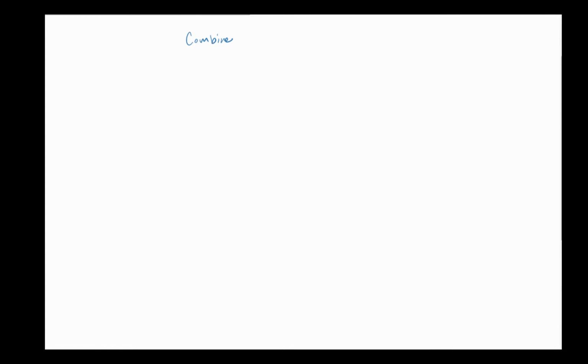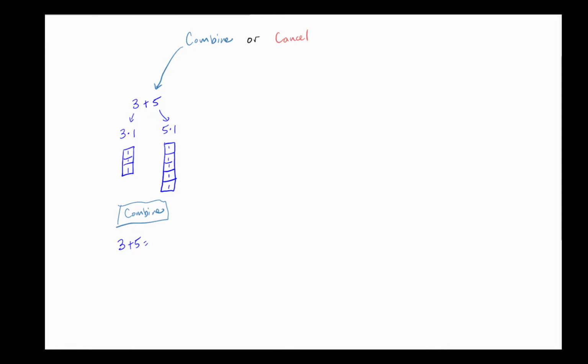Combine or cancel. Now, earlier I had actually used this term incorrectly, but we're moving forward. When we say combine, here we have 3 positive 1s and 5 positive 1s. Well, there are no positives and negatives, and none of those pairs that cancel to 0. So here we're just going to combine everything together. 3 plus 5 is going to give us 8 positives. And again, we know they're positive because we were adding positives together.